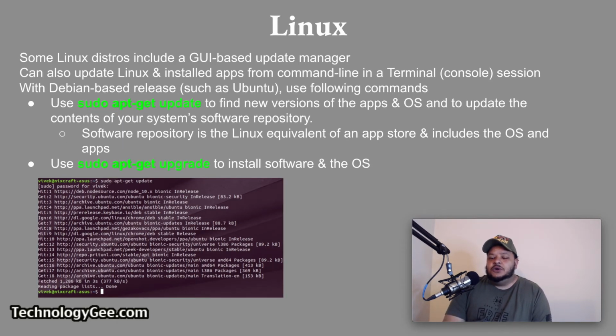Linux. Some Linux distros include a GUI-based update manager. You can also update Linux and installed apps from the command line in a terminal session. With a Debian-based release such as Ubuntu, you can use the following commands. You would use sudo apt-get update to find new versions of the apps and operating system, and to update the contents of your system software repository. The software repository is the Linux equivalent of an app store and includes the operating system and apps. You can also use the command sudo apt-get upgrade to install software and the operating system.